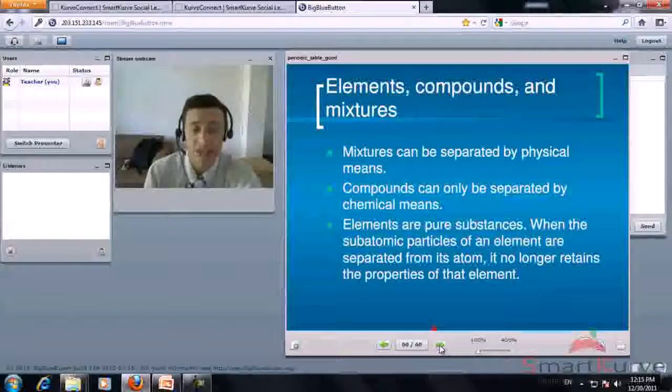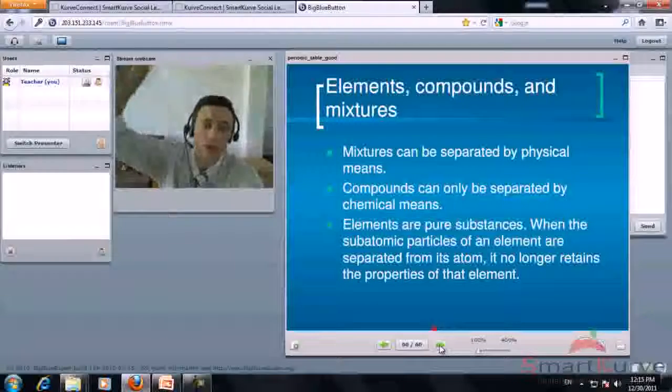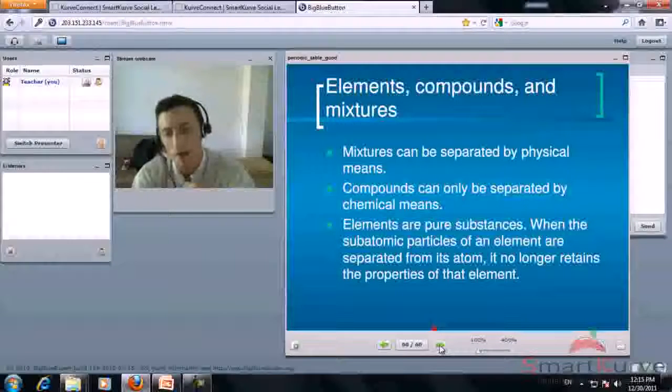Mixtures can be separated by physical means. For example, to separate water from salt, we can distill it, which means we boil the water. The water will evaporate, the salt will not evaporate. So when the water rises up, we can take the water from the salt. Compounds can only be separated by chemical means.